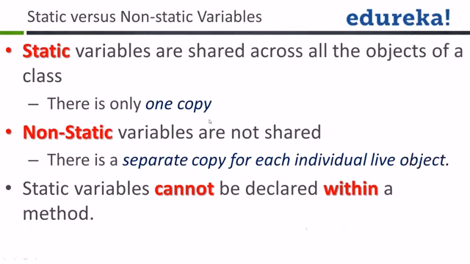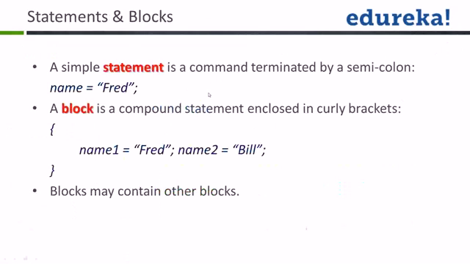Moving on to the next slide. I come to statements and blocks. A simple statement is a command terminated by a semicolon, like you write name equals Fred and put a semicolon. So this is one statement. What is a block? A block is a compound statement enclosed in curly braces. Within the curly braces, you can have as many statements as you want. Like name equals Fred, semicolon, one statement. Second statement. So within the block, you can have multiple statements. Finally, blocks may contain other blocks as well, so you can have nested blocks in Java.